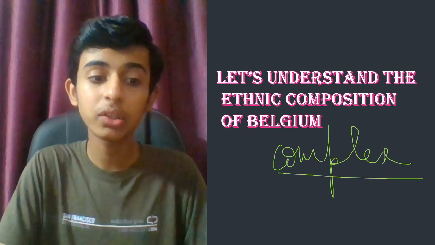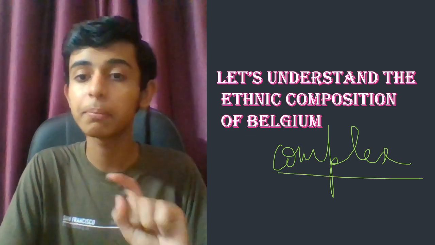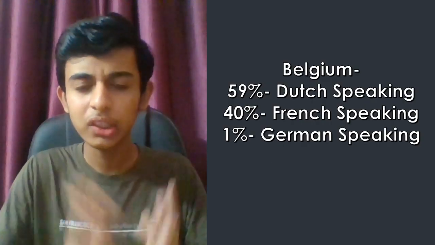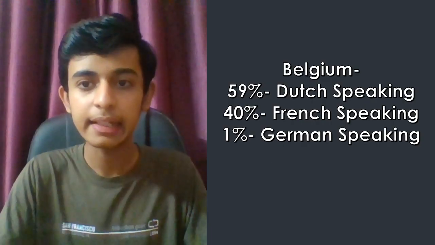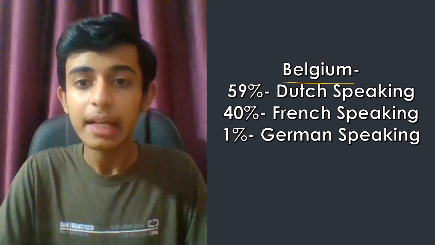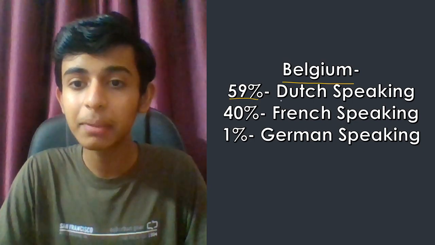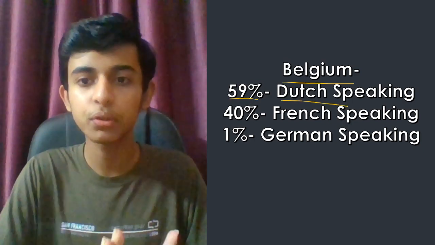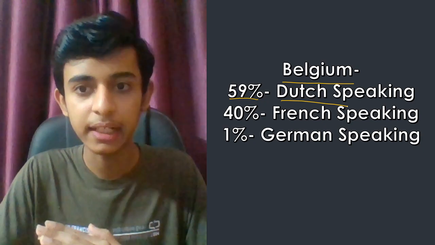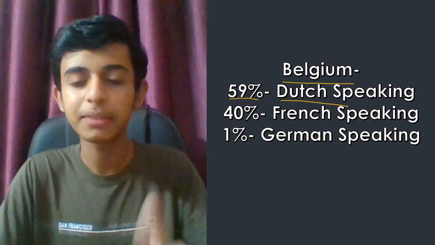And I will make sure that you are understanding it 100%. Okay. Now just try to understand, focus on the slide. If I am talking about Belgium, then 59% of the people were Dutch speaking. The people who used to speak Dutch, 59%. Understood? Give me a thumbs up there.